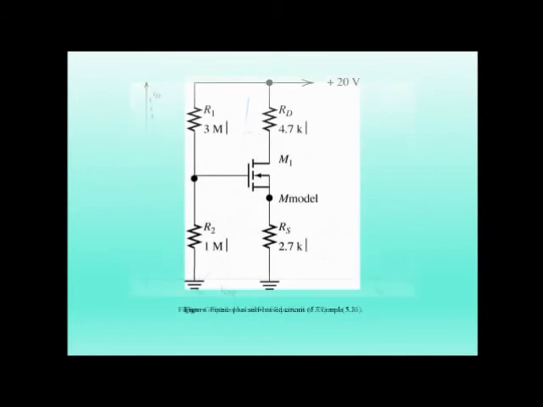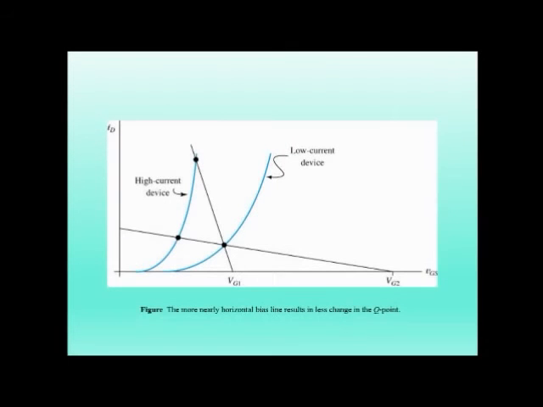So there are several diagrams, graphs, applications of how you can use these MOSFETs. These MOSFETs are also used as low current devices. The more nearly horizontal line results in less change in the Q point, and that is what we require in our electronic systems. That means whenever there is less change in the Q point, it is not so unstable, it is very stable, and those stable conditions are regularly used in electronic systems.